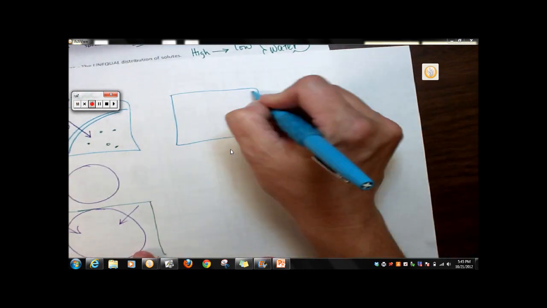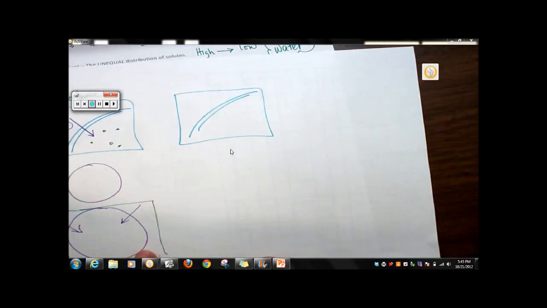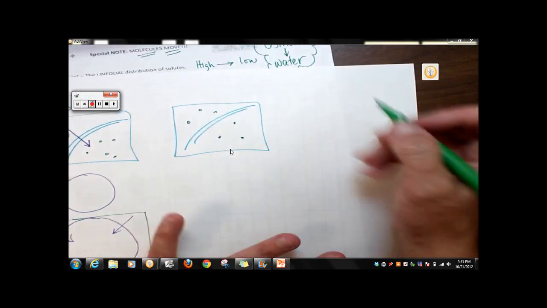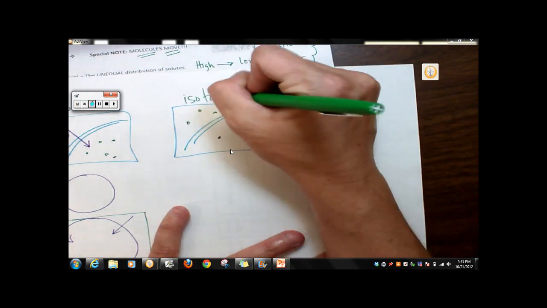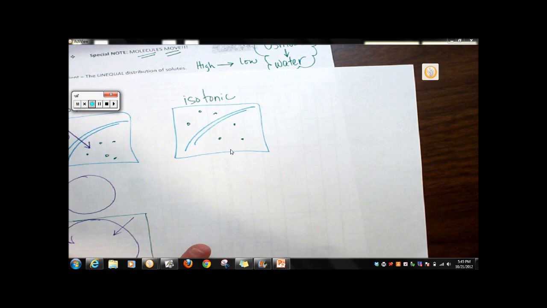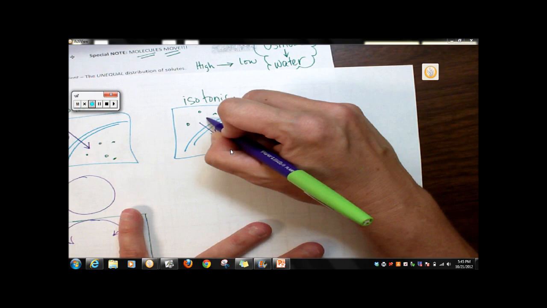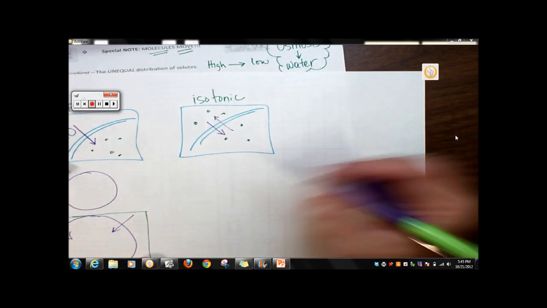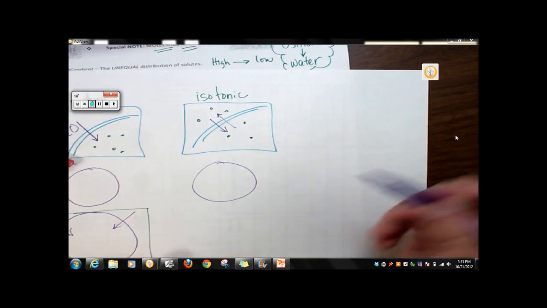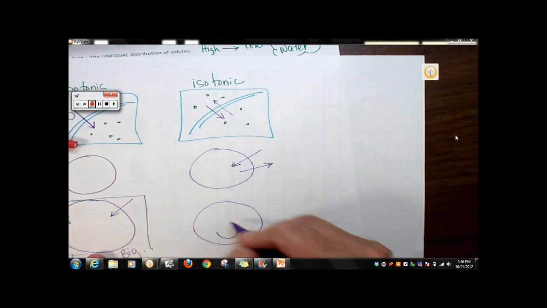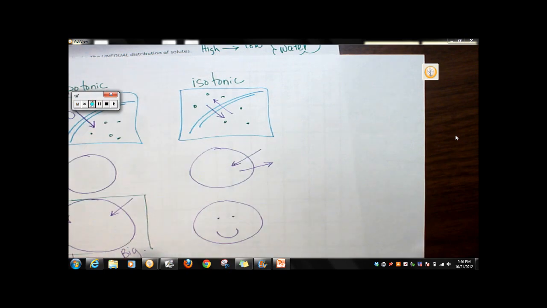Now, the isotonic solution, we said, had the same amount of solute inside, or salt, or whatever's dissolved, as outside. And iso means equal. Now, I don't want you to get the misconception that nothing's going to happen here. Because what's going to happen is water is going to move equally in as it does out. So what do you think is going to happen to our lovely cell? Nothing. It should stay the same size whenever the water moves in and out at an equal rate. So that's a good thing. You want things to be isotonic to your body.